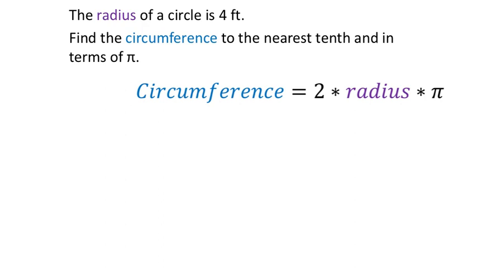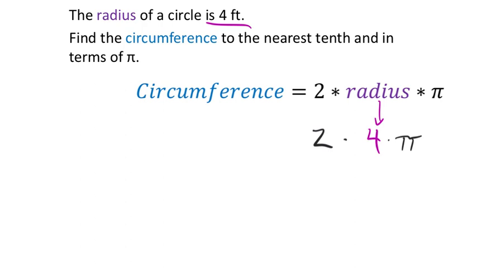Okay, but again, I'm going to be using a calculator for all these. Circumference equals 2 times radius times pi. This one, they gave us the radius, so here we go. The radius is 4 feet. So in this formula, I replace the radius with 4. Everything else stays the same. 2 times 4 times pi, which, it says, round to the nearest tenth. And in terms of pi, so I'm going to put pi in here.